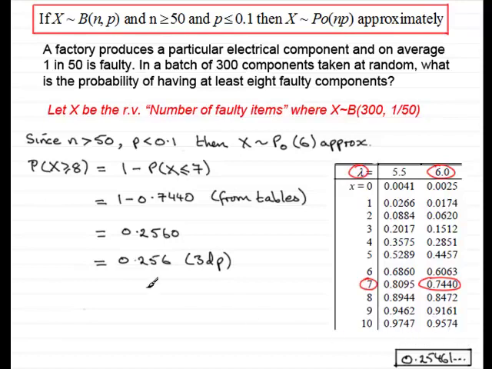So you can see that this is not bad as an approximation. And look at the amount of work that we had to do. Nothing really compared to if we had to work out the individual binomial probabilities. So you can see that this really is useful. But do remember, you can't apply it all the time. You've got to make sure that n is more than 50 and p is less than or equal to 0.1.